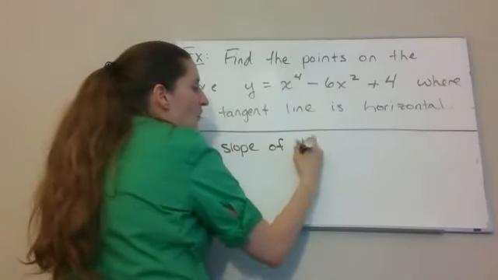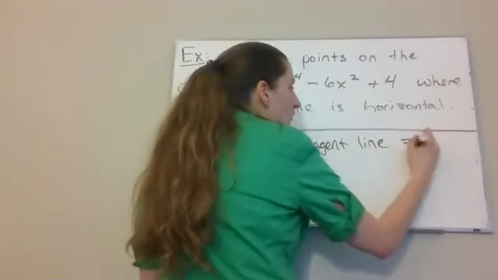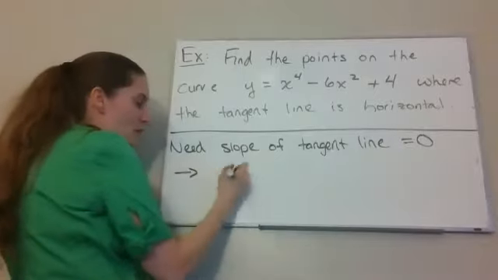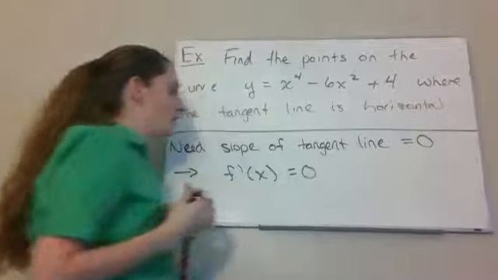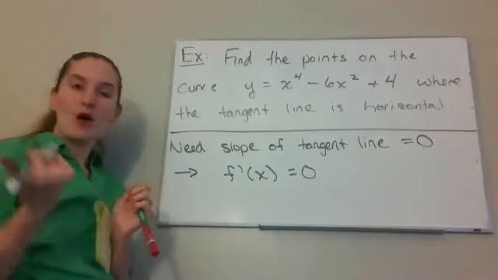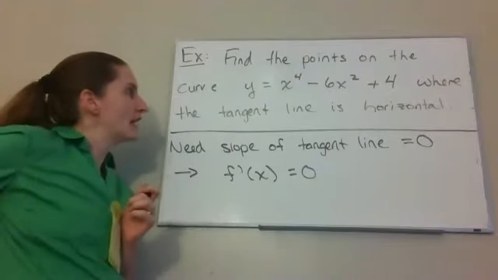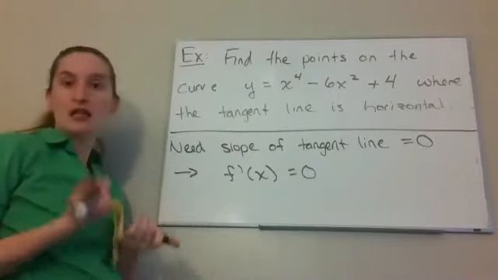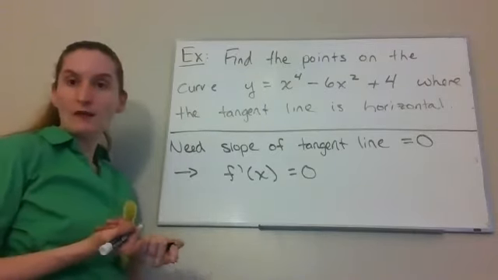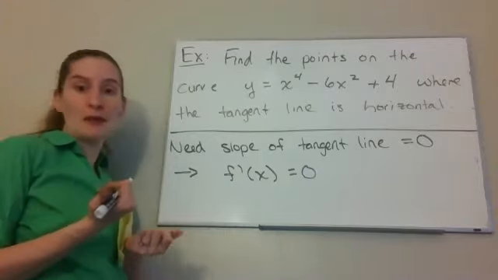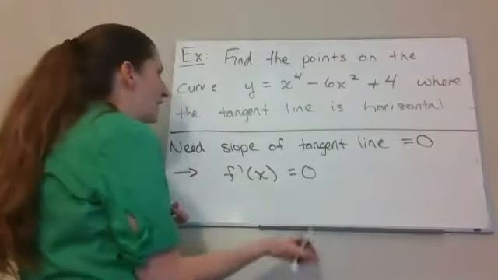So we need the slope of the tangent line to be equal to 0, and that means we want to solve the derivative is equal to 0. And that will give us all of the x-coordinates of the points we're looking for. So we're going to need to take a derivative of this function, set it equal to 0, solve for x, and then to find the y-coordinates of the points, we plug the x's that we find back into the original equation. So let's start by finding the derivative.